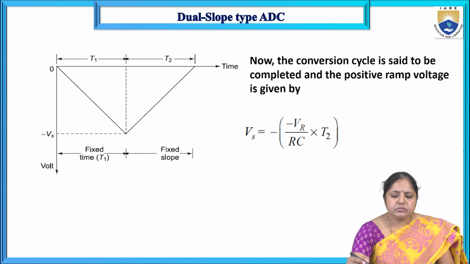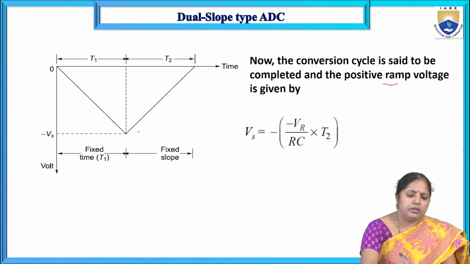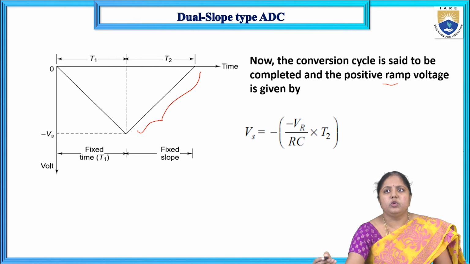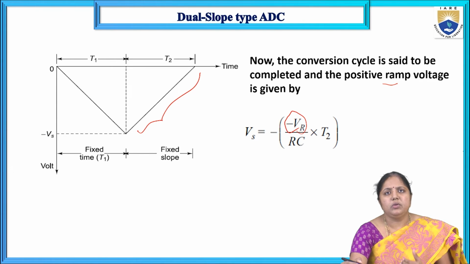So here, the conversion cycle to bring the corresponding positive ramp, cycles to bring the positive ramp. How did you get the positive ramp? Because of the negative reference voltage. Your reference voltage itself is already negative. So for the integrator circuit, this time the negative reference voltage is applied as the input.